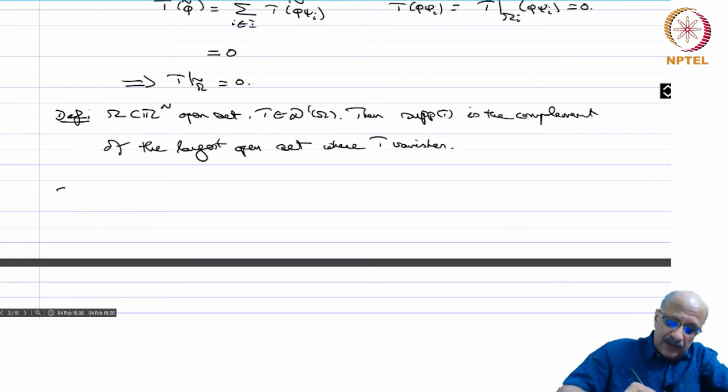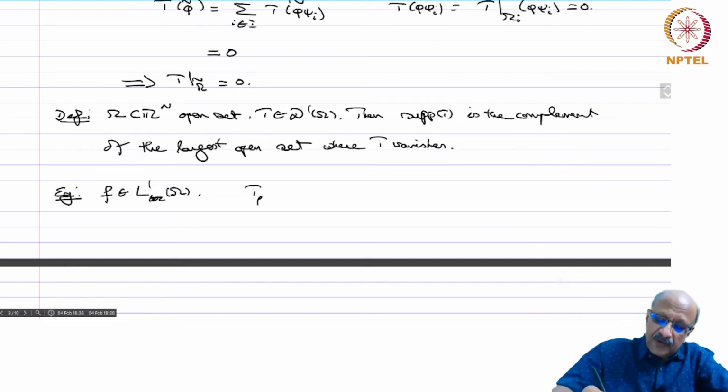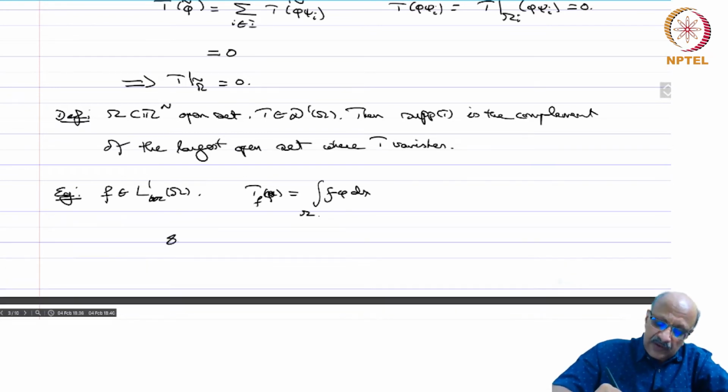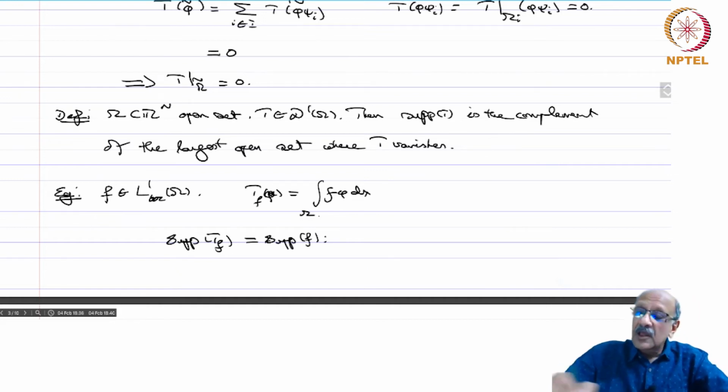So let us take an example. f is in L^1 loc of ω, then T_f of φ is the integral of fφ dx over ω, and clearly this will vanish wherever f vanishes. On every open set where f is 0, T_f will also be 0. Therefore you can easily check that the support of T_f is nothing but the support of f in the classical sense. So for a function, nothing changes.